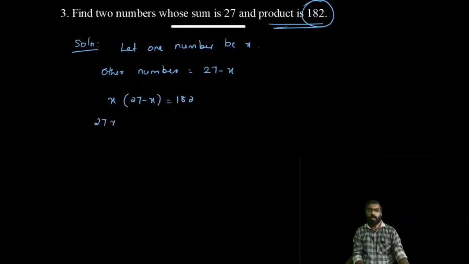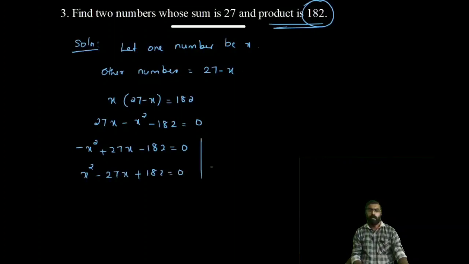We can multiply: 27x minus x square, then minus 182 is equal to 0. Now we can rearrange: minus x square plus 27x minus 182 is equal to 0. Here we can multiply the entire equation by minus 1. So what we get is x square minus 27x plus 182 is equal to 0. Here the sum is minus 27 and the product is 182. We have to find the pair of numbers satisfying these two conditions simultaneously. That means at the same time the sum will be equal to minus 27 and the product will be equal to 182. What are the numbers?